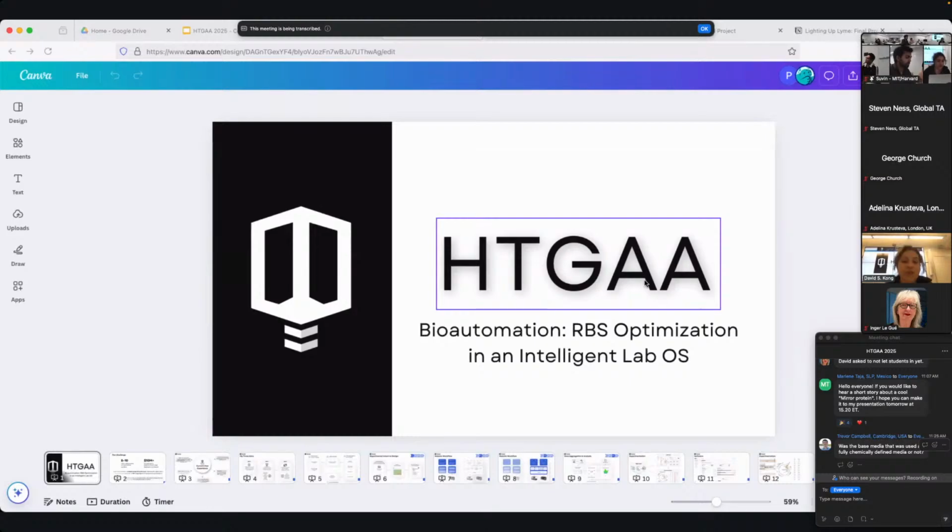Cool. So yeah, my name's Shrika. I study computer science and chem. And so my project was more generally about bioautomation. So I focused on optimizing the ribosome binding site in the GFP protein.